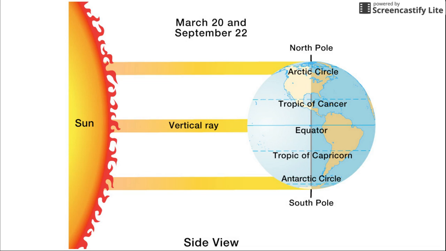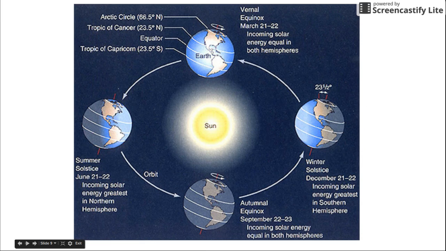So if you look at this, we have March 20th and September 22nd. This shows you a side view, as if it were straight up and down, and where that direct and indirect sunlight is coming in. This image shows you both the spring and the autumnal equinox. Sometimes the spring is called the vernal equinox. It also tells you where the energy coming in is the greatest. If you'll notice, at the vernal equinox the incoming solar energy is equal in both hemispheres, and that's true for the spring and for the autumnal.